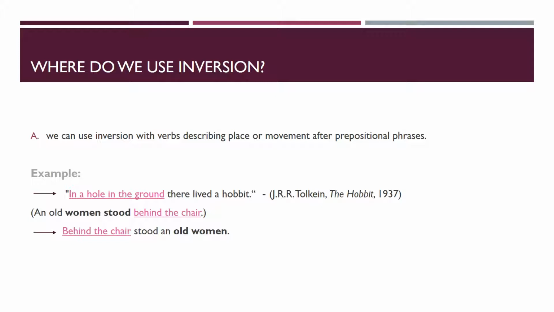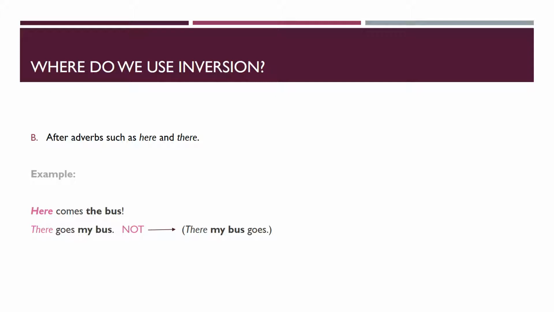An old woman stood behind the chair. Behind the chair stood an old woman. Inversion can also be used after adverbs such as here and there. For example, here comes the bus, or there goes my bus.